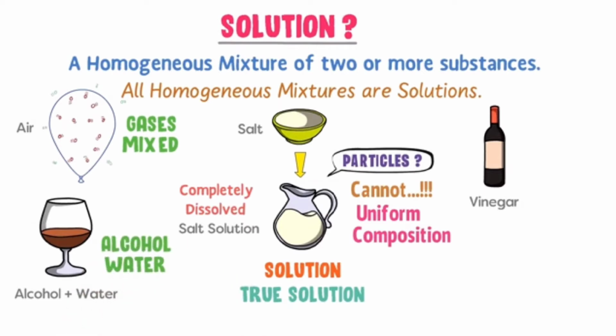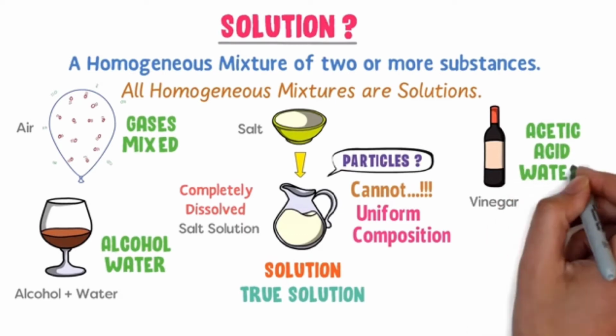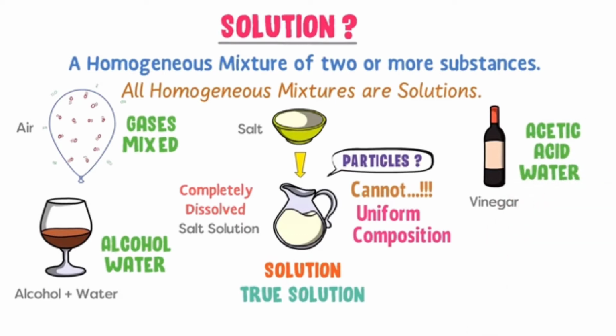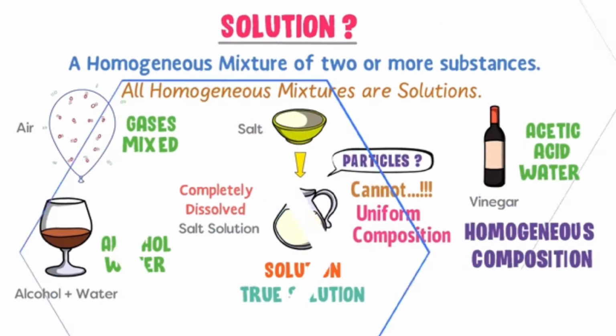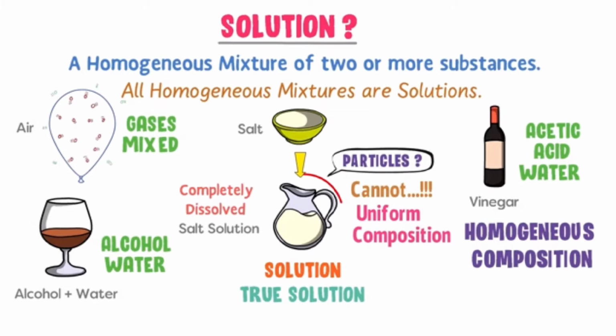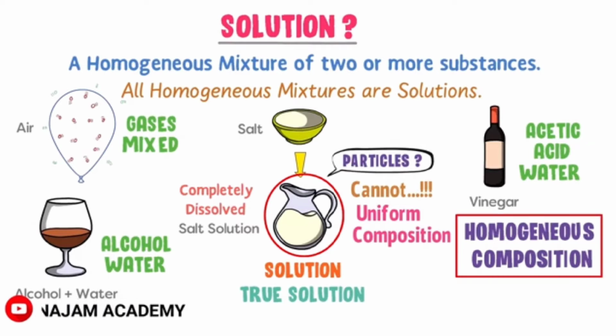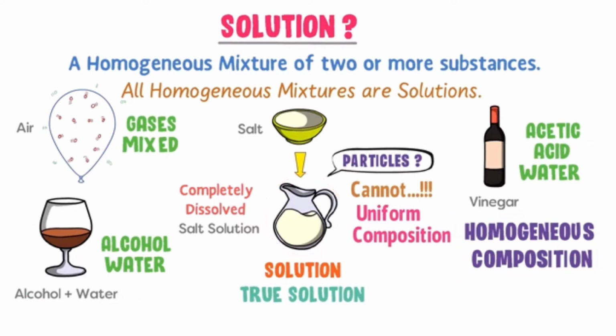Alcohol plus water mix together in such a way that they form a uniform composition or homogeneous composition. In vinegar, acetic acid is dissolved in water and they also form a uniform composition or homogeneous composition. Thus remember that a mixture is said to be a solution if its particles form a homogeneous composition. Secondly, in a solution, the particles are so small that we cannot spot them with the naked eye.